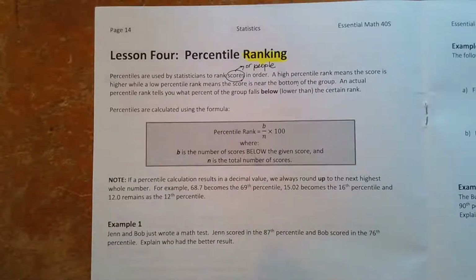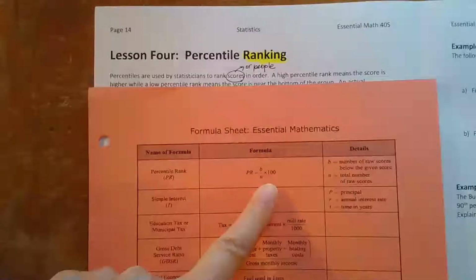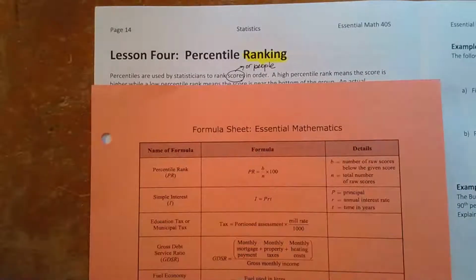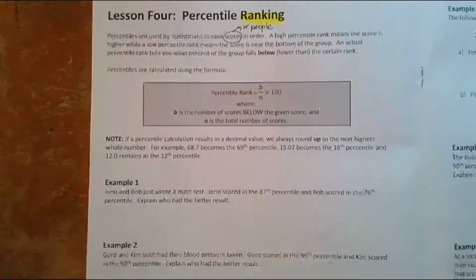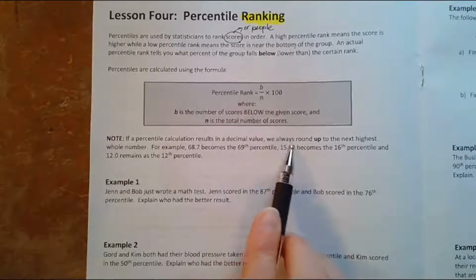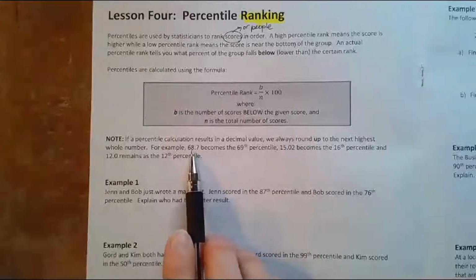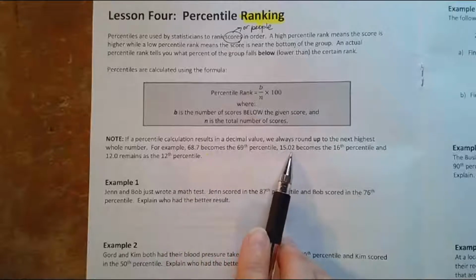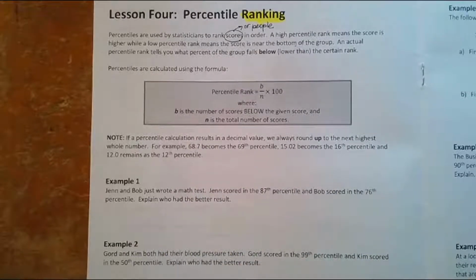Your percentile rank formula is included on your formula sheet as well: B over N times 100, and they actually define it for you. If a percentile calculation results in a decimal value, we always round up to the next highest whole number. For example, 68.7 would become 69. 15.02 becomes 16. We always round up.